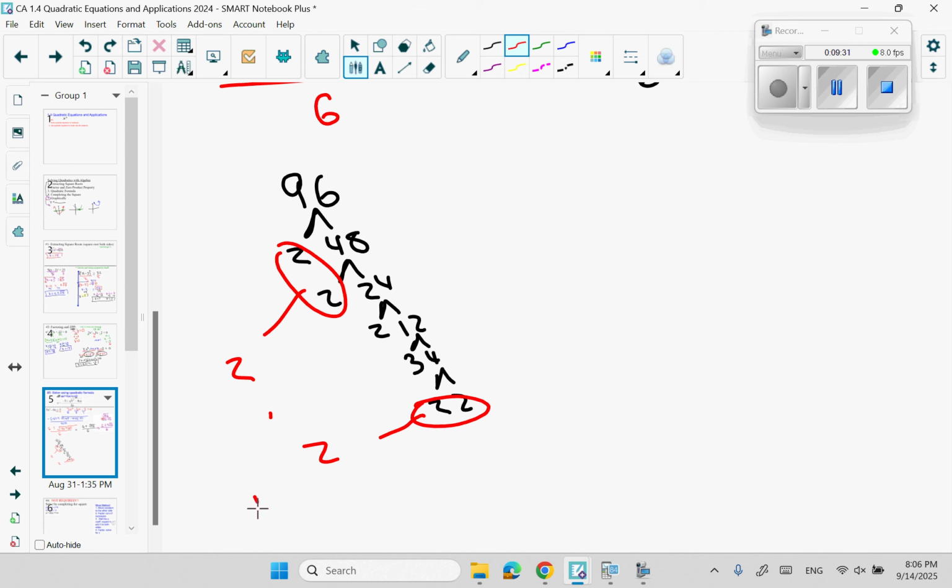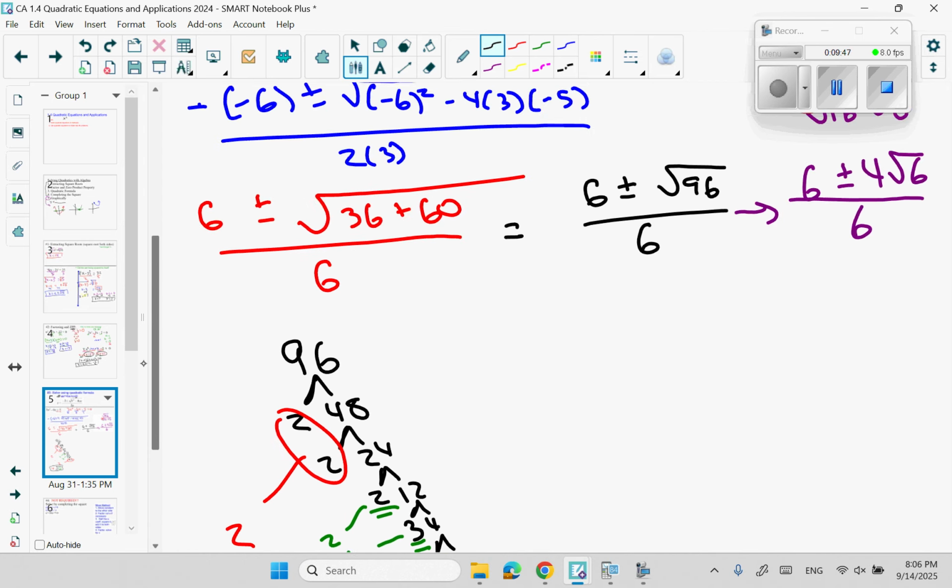So 2 times 2, which is 4. And any number that's not a circled pair gets multiplied and stays on the inside. So 2 times 3 gets stuck on the inside, so I get 6. So it's just another way you can break down radicals.